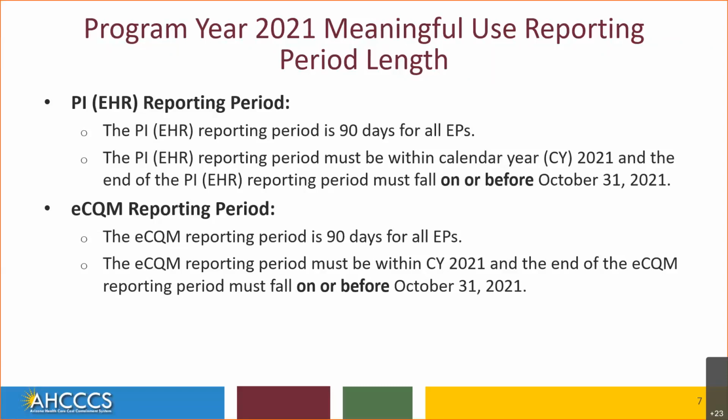For the eCQM reporting period, you'll see that it's also 90 days for all EPs, and it has the same requirements in that it has to be within calendar year 2021, but the end of the CQM reporting period must fall on or before October 31st, 2021. Keep in mind that these two different 90-day reporting periods do not have to line up. So the provider could select their PI reporting period to be January 1st through the end of March, and then their CQM reporting period could be August 3rd to October 31st. So those do not have to line up exactly.